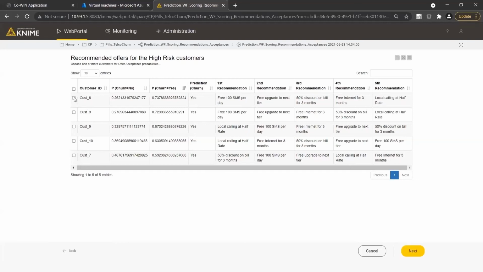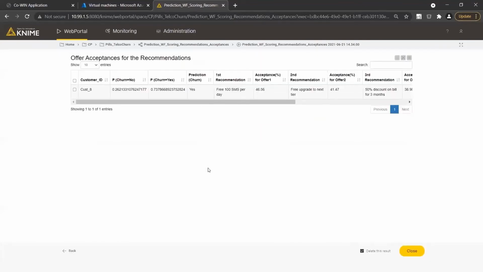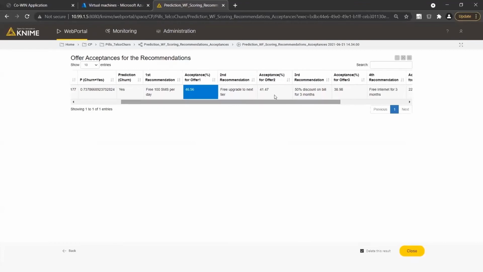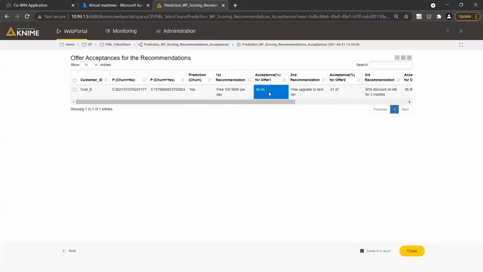Now, the next answer that we would like to find is, for customer 8, which of the offers has what kind of acceptance likelihood. So here, for the first recommendation, you have a 46% probability. The next one is 41.47, and so on and so forth. As you can see, it has already done the sorting for you and given you the recommendations in terms of acceptance likelihood. So the call center executive can now take a call, or based on the guidelines, they can go immediately for the first recommendation.